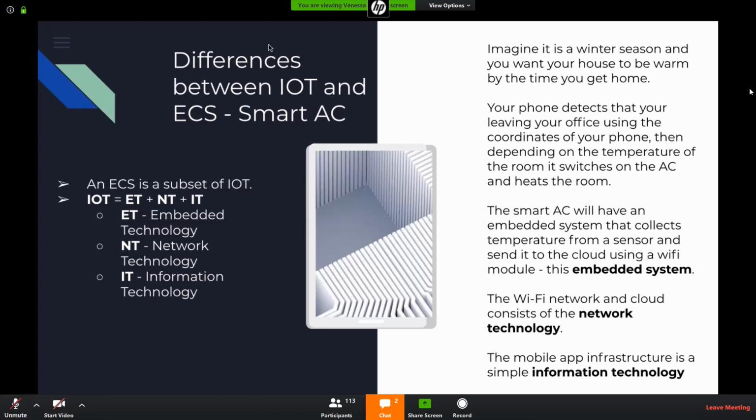But if it just takes the temperature sensors and then sends it to the cloud or something, that will form an embedded system. We've just made it smart because it will include also the network topology and even connecting it to the phone. But just think of it as the AC itself. We haven't yet connected it to the phone and everything. Just think of the AC itself. That will form an embedded system. Yeah, that's it. Any other questions?